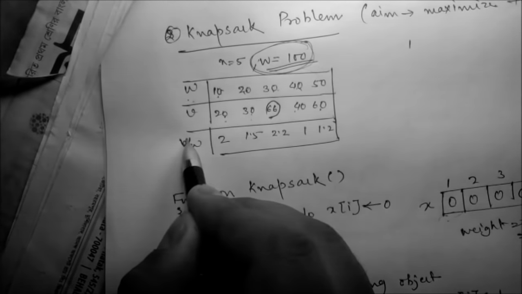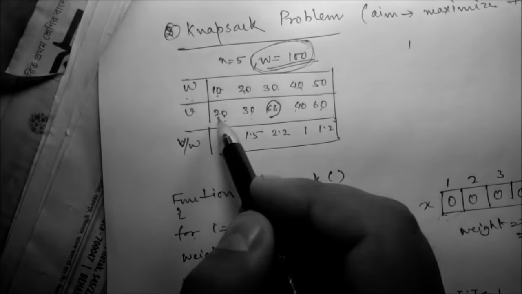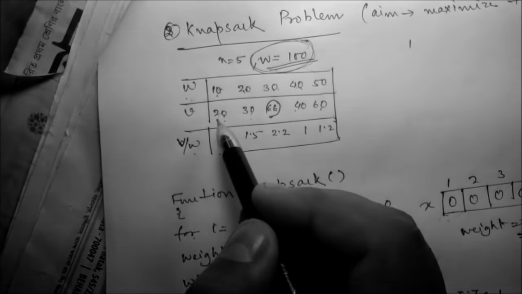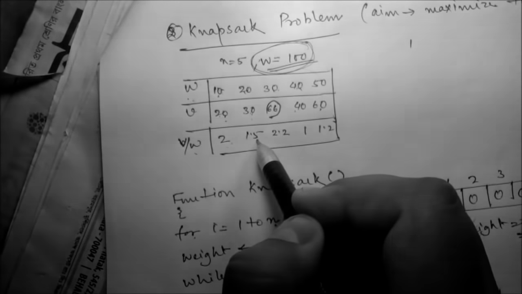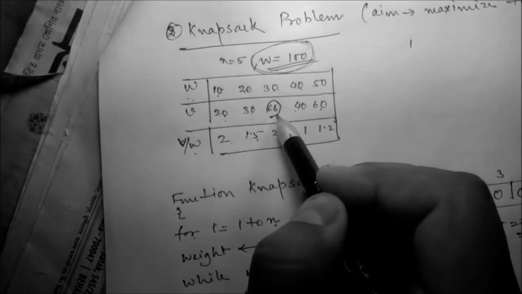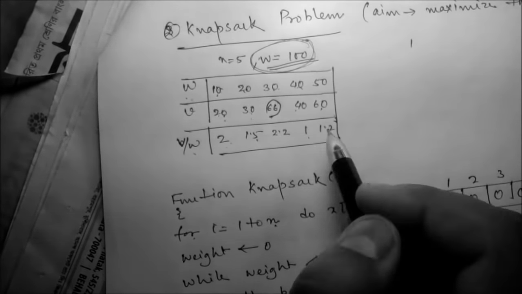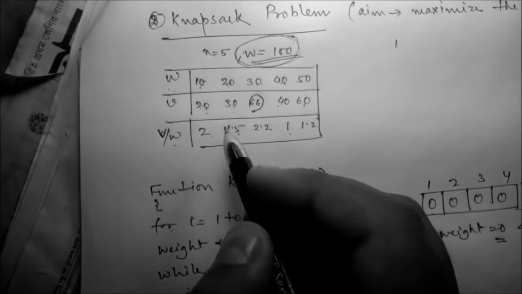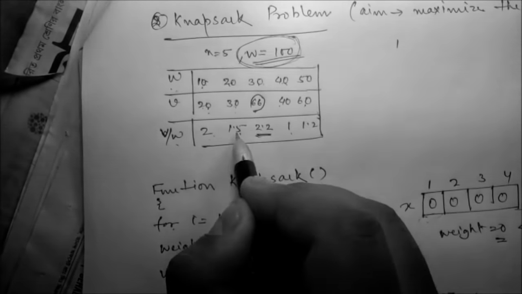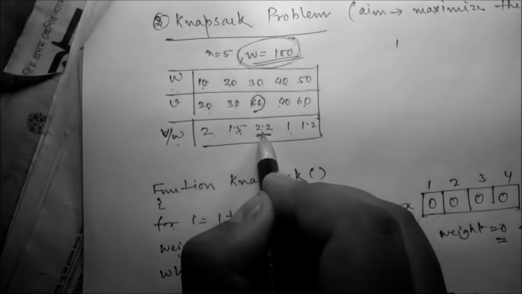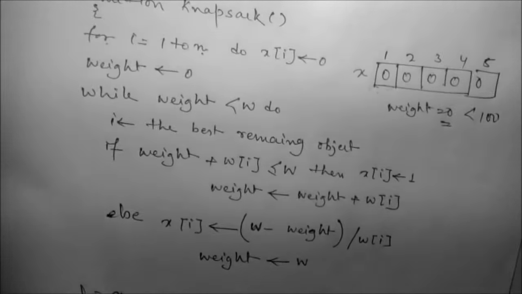The third is value per weight. Value per weight means 20 by 10, then 30 by 20 is 1.5, 66 by 30 is 2.2, 40 by 40, 160 by 50 is 1.2 value per weight. So we can select the maximum value per weight first, this one, then this one, then this one, then this one, then this one.